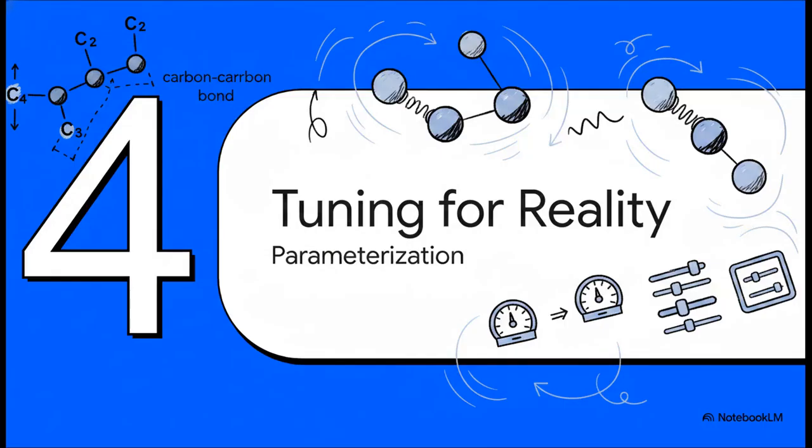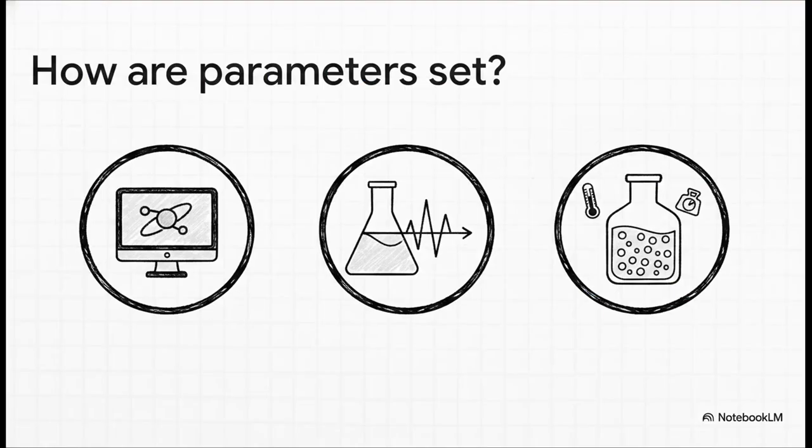Okay, Section 4, tuning for reality. So we've got the form of the equation, but where do all the numbers come from? How do we know what the ideal length for a carbon-carbon bond is, or how strong an electrostatic pull should be? That's where a process called parameterization comes in. These parameters are definitely not just pulled out of thin air. They are meticulously, painstakingly tuned to reproduce reality.